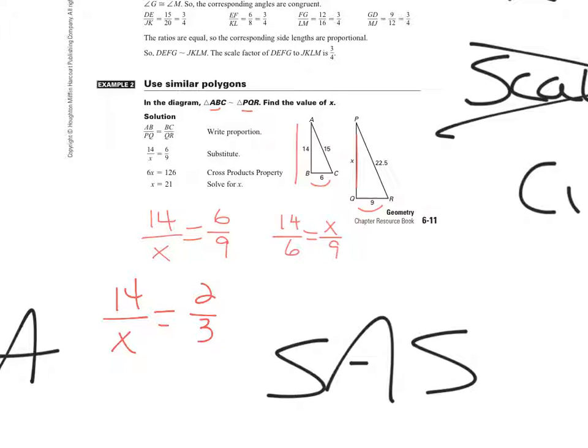Does that make sense? So you will have questions where you're asked to find either X or Y or whatever letters there. Some of the questions might say, instead of find X, find the length of PQ. But the process is still the same. If the X wasn't here, you could say, okay, I'm going to make PQ X. So when I set it up in my proportion, I'm not writing PQ down here. Does that make sense? All right.